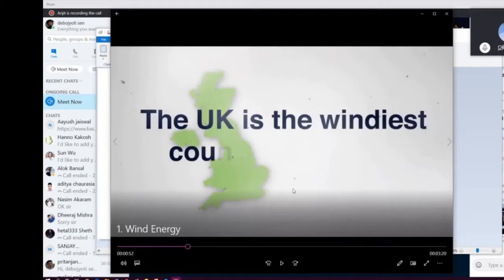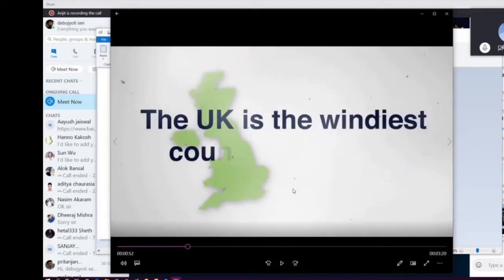Now, if we see a wind turbine, generally what happens in solar is that it can only operate when the sun rises, that is 8 to 9 AM in the morning till 5 to 6 PM in the evening. But a wind turbine can run 70 to 80% of the day. It can even run at night.